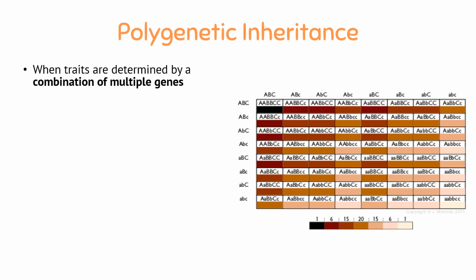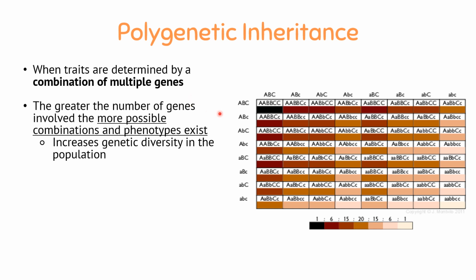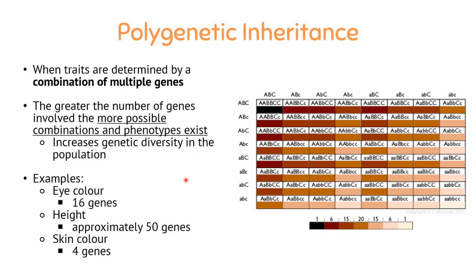So it's important to note that some traits are determined by a combination of multiple genes. We've been looking at traits and phenotypes that are determined by a single gene, but there are many traits that require multiple genes working together to produce a phenotype. And so the greater number of genes involved means there are more possible combinations of alleles and phenotypes that exist. And this is what increases genetic diversity in the population.